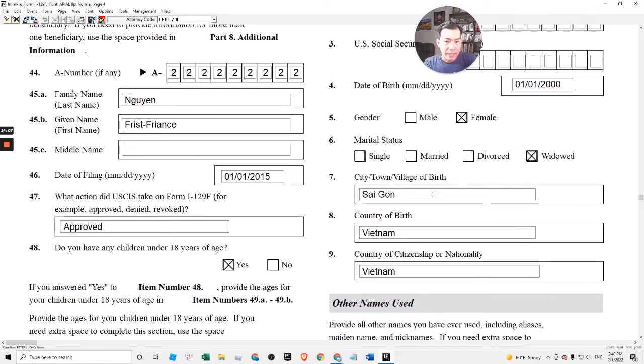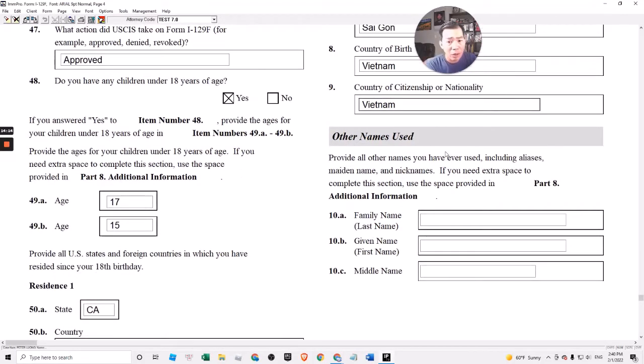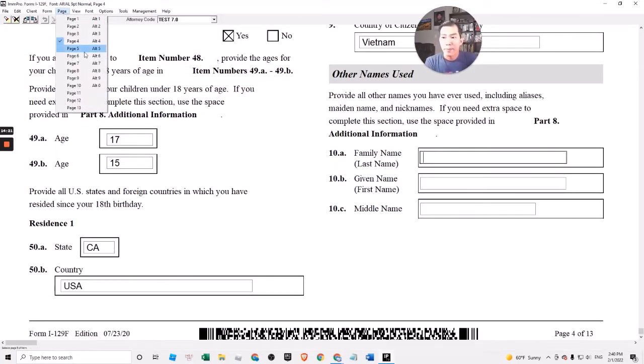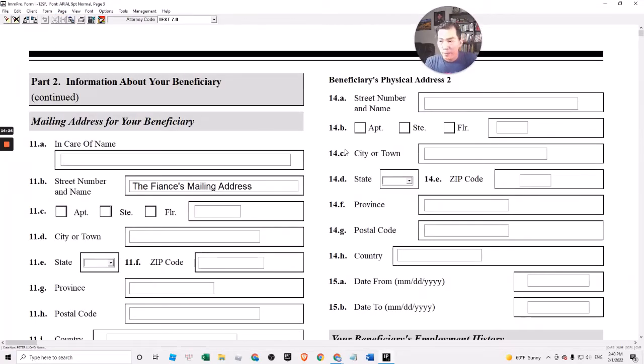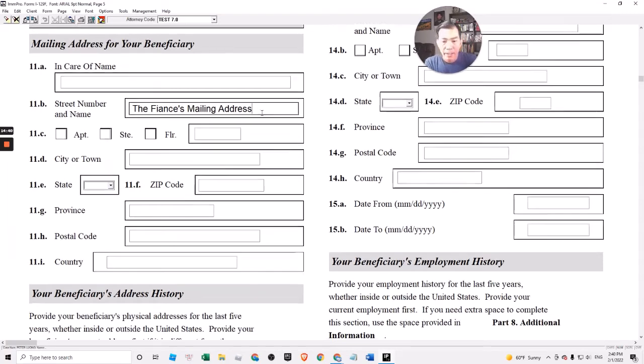And city of birth, country of birth, and the country of citizenship of that person. I put all here in Saigon, Vietnam. And other names used. If your fiancé has any other name, you can put it here. And page number 5, we are almost there. Mailing address of your fiancé. You have to provide a correct mailing address for your fiancé, so he or she can receive the letter, the notice from the US embassy when they need to contact them.